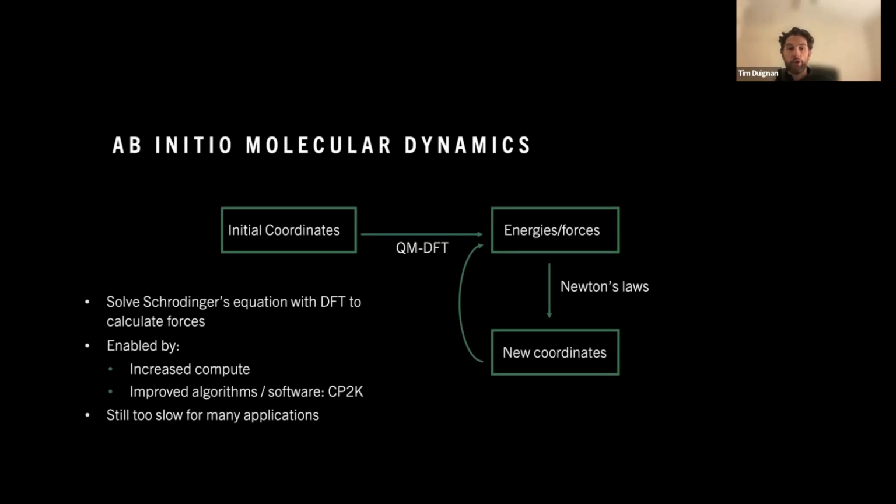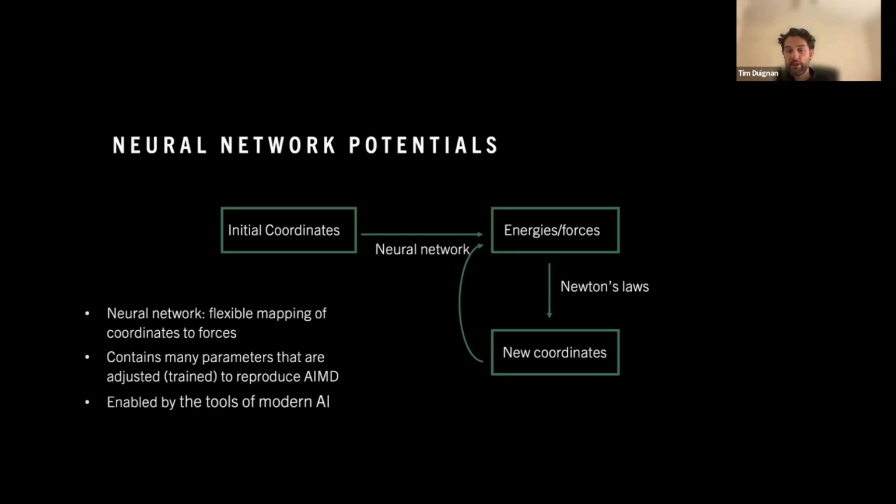So you kind of want a way around it. And this is where neural network potentials come in. I'm sure a lot of you are familiar with them. The basic idea is you just replace that quantum mechanical step with a neural network potential, right? Something that you've trained to reproduce this mapping between coordinates and energies and forces.